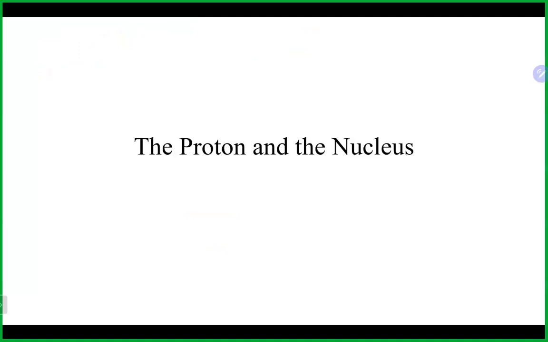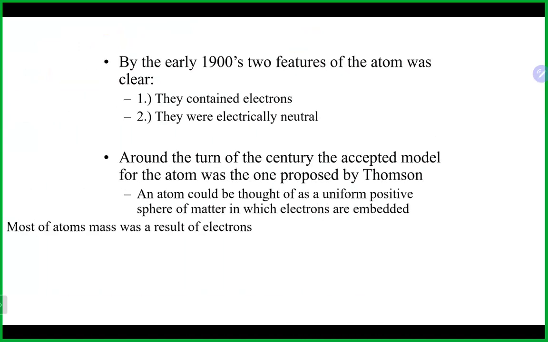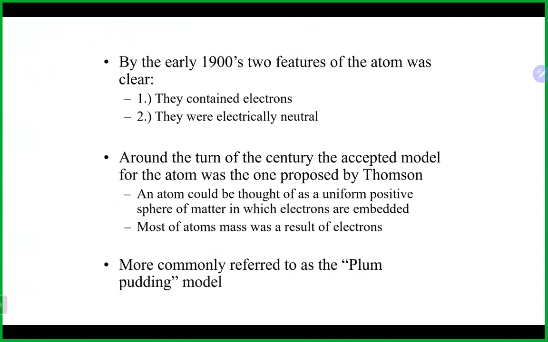Now that we have some information about the electron, the next thing we're going to talk about is the proton and the nucleus. So at this point in the early 1900s, through the experiments of people like Thomson and Millikan, atoms definitely contained electrons. They were also thought to be electrically neutral, which means that since they contain negatively charged particles, somewhere they have to contain something positively charged to balance out the negative charge from those electrons.